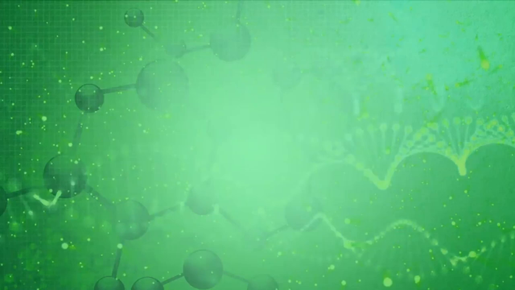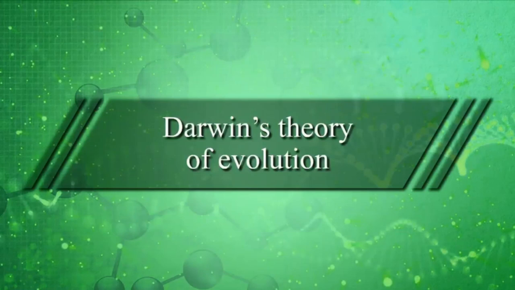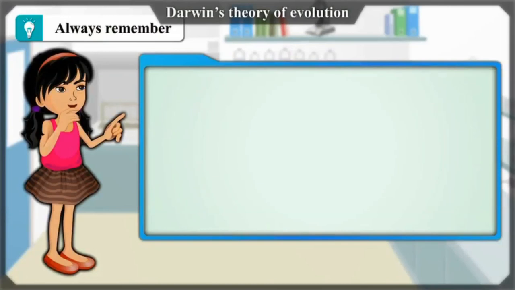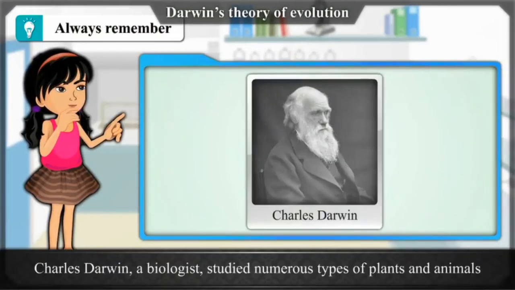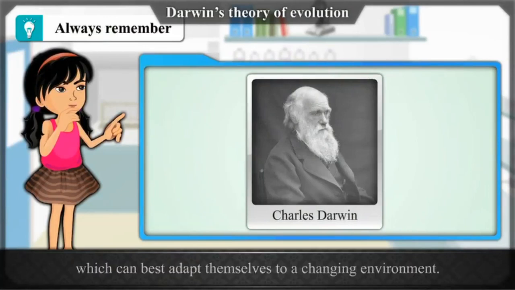Great scientists, Darwin's theory of evolution. Charles Darwin, a biologist, studied numerous types of plants and animals and suggested that only those organisms are likely to survive which can best adapt themselves to a changing environment. This is called the theory of survival of the fittest.